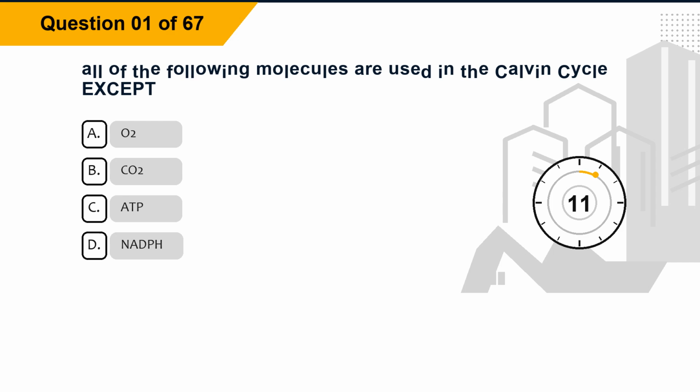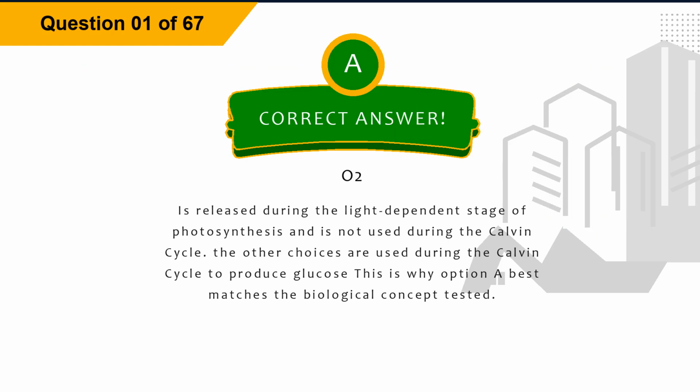Question 1. All of the following molecules are used in the Calvin cycle except Option A, oxygen, Option B, CO2, Option C, ATP, Option D, NADP. The correct answer is Option A, oxygen. Explanation: Oxygen is released during the light-dependent stage of photosynthesis and is not used during the Calvin cycle. The other choices are used during the Calvin cycle to produce glucose. This is why option A best matches the biological concept tested.